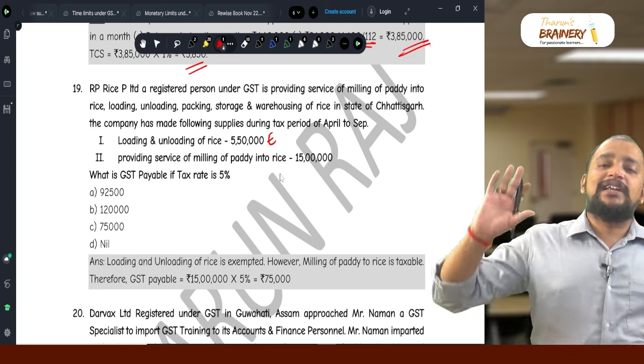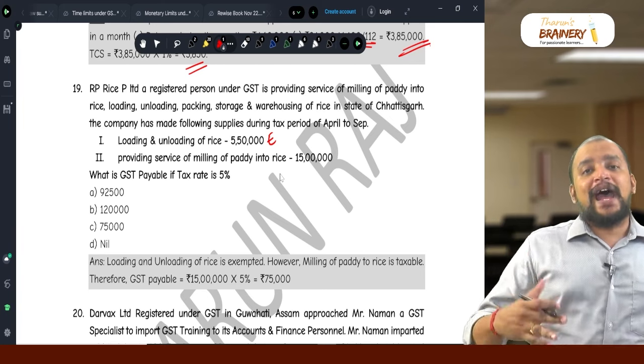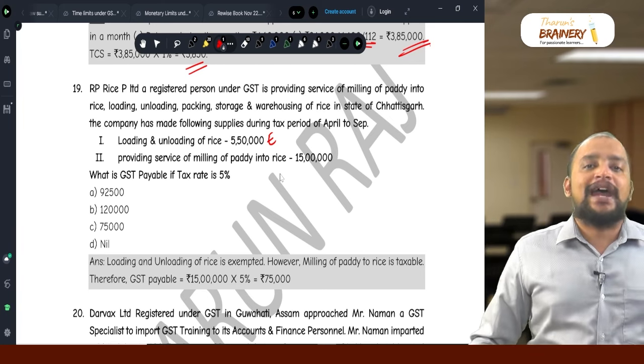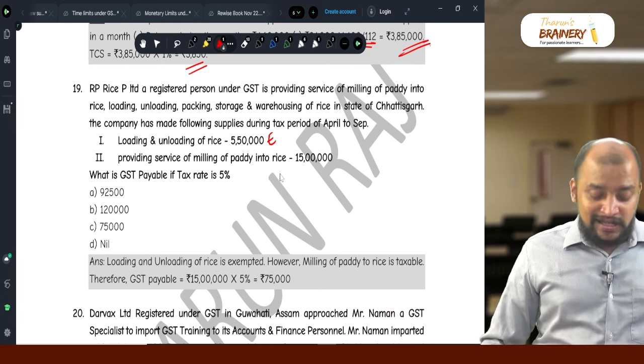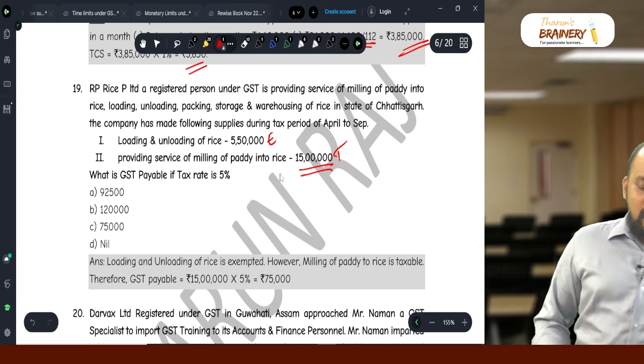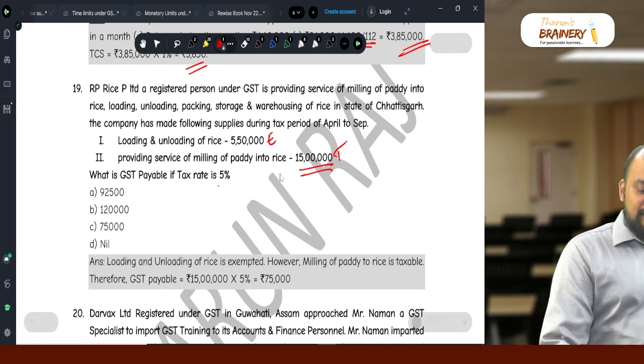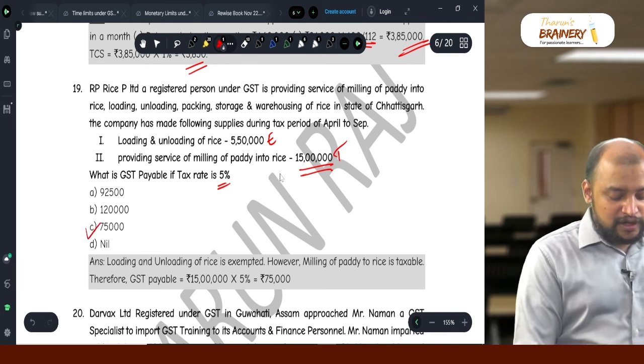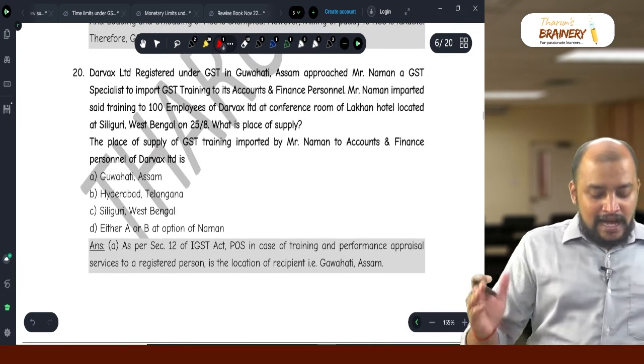So there is one circular which specifically says that job work in relation to paddy to rice, so milling of paddy to rice, is not exempted. So that will be taxable, which means only 15 lakhs will be taxable. On that 15 lakhs, 5%, because tax rate 5% is given, 75,000 is the answer. Then the last MCQ.